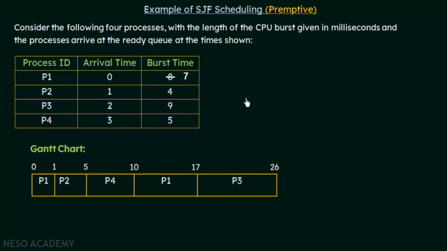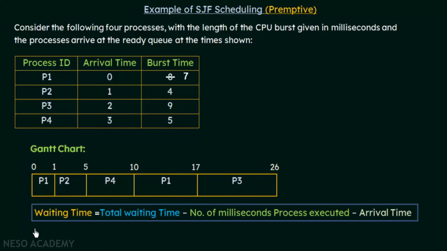So let us see what is the formula that we have to use and how it is going to work. So here is the formula that we have to use. Waiting time is calculated like this: total waiting time minus number of milliseconds process executed minus the arrival time. Alright, so this is the formula, and let us try to see how this formula is formed. Let us break it down and try to understand.